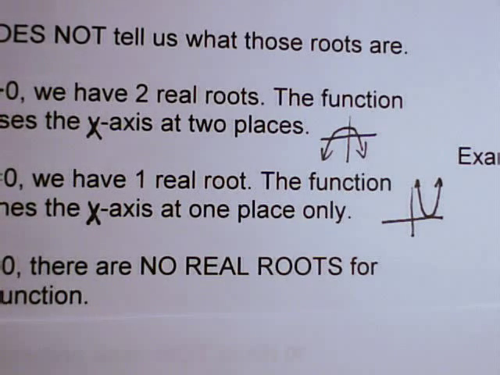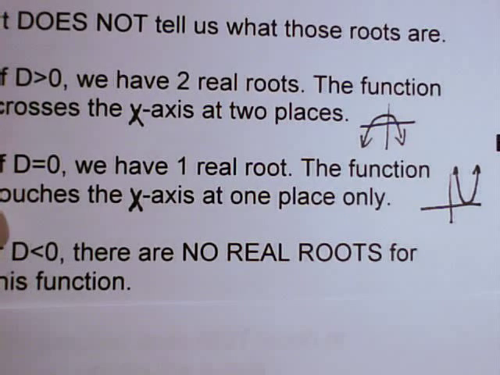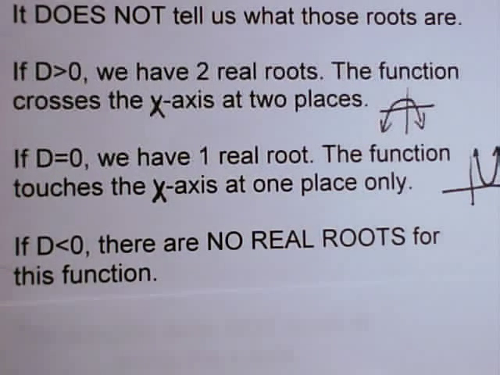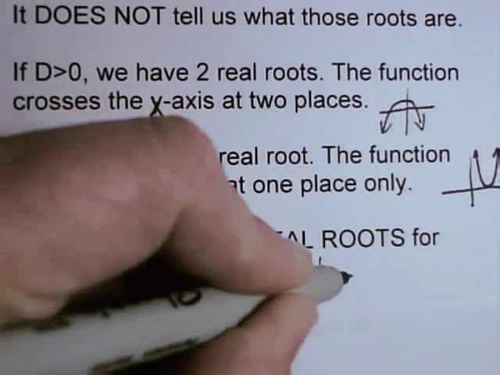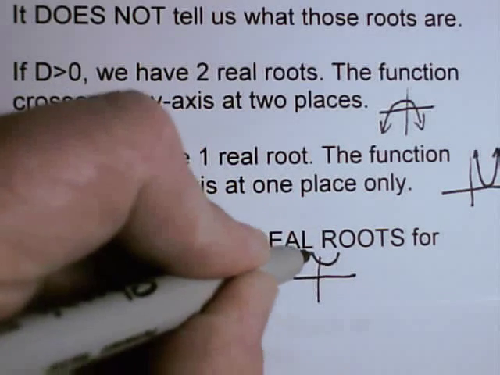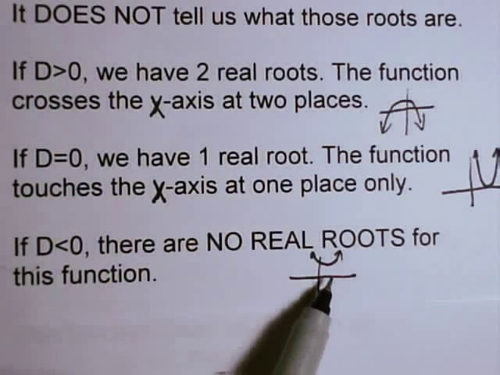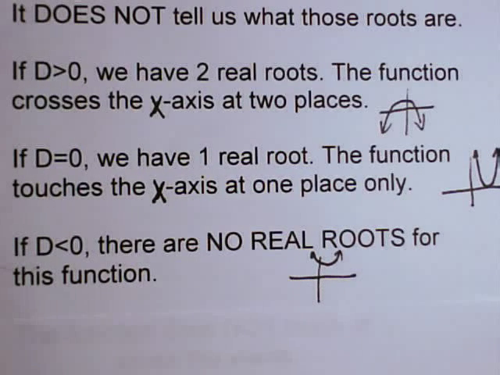If my discriminant is less than 0, there are no real roots for this function. It looks something like this. The function does not cross the x-axis.